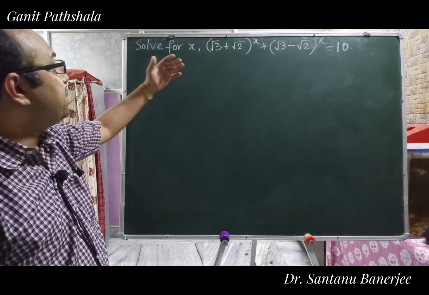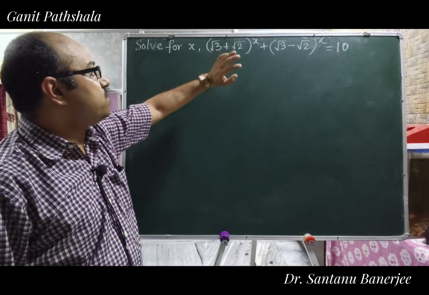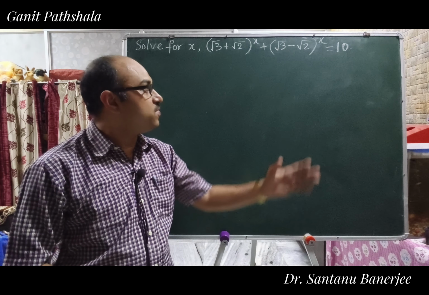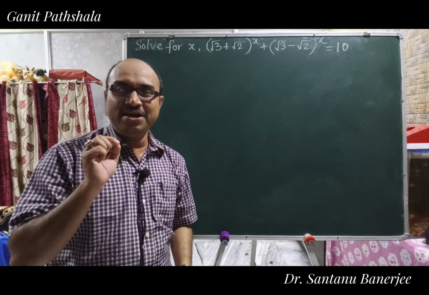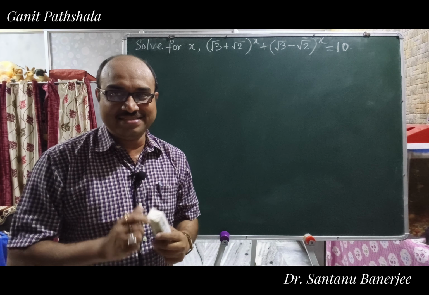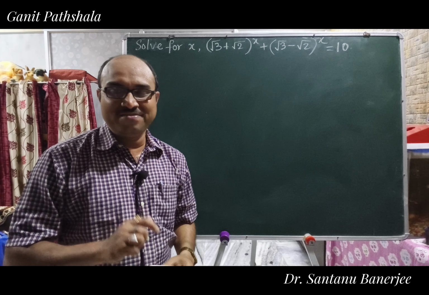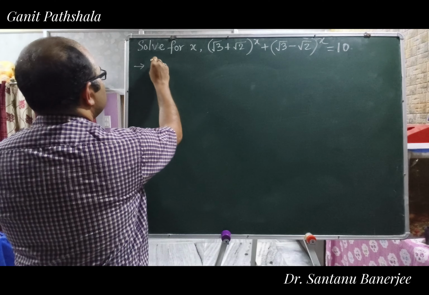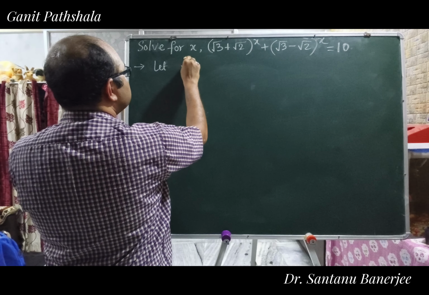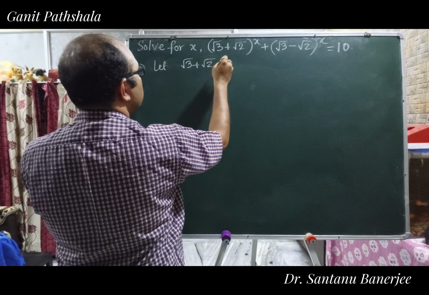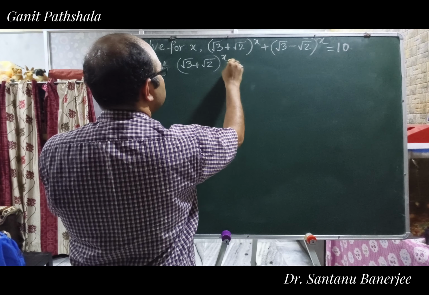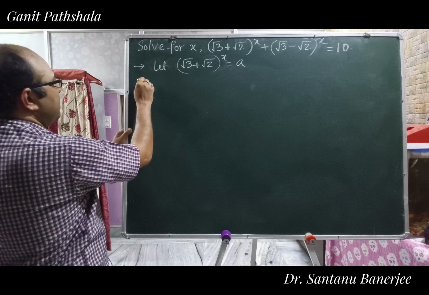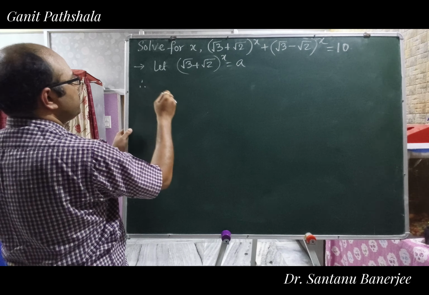It says that if (√3 + √2)^x + (√3 − √2)^x = 10, then you have to find out the value of x. So how to solve these types of problems? Let us see. Let us consider (√3 + √2)^x = a, say. Now see, we have another observation over here.